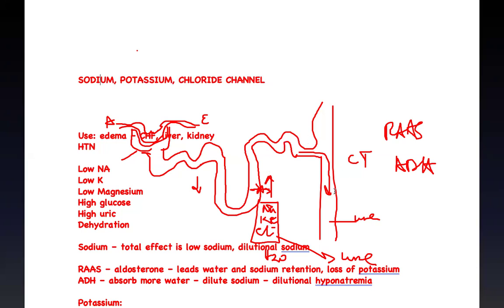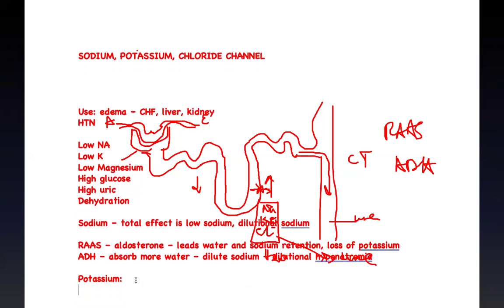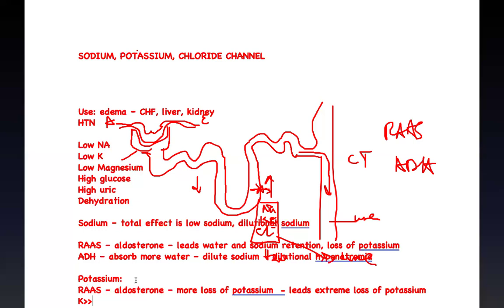When the fluid gets to the collecting duct, I told you, as the RAS system gets activated, the aldosterone leads to more loss of potassium. Aldosterone hates potassium, so you lose more potassium. And this, in effect, leads to extreme loss of potassium compared to sodium. That's why we talk more about it. So there's more potassium loss.